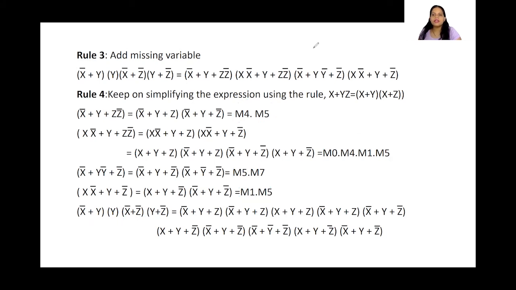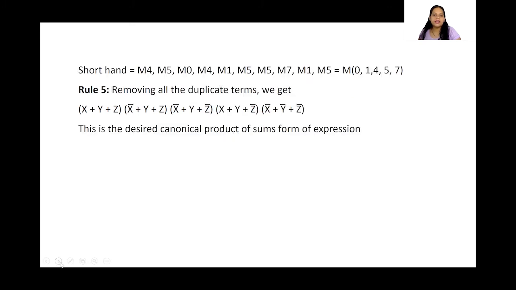Now, if we remove the duplicates, finally, what do we get? These are all the shorthand forms we found, isn't it? Now, if we were to remove, we have M4, M5, M0, M4 is coming again, M1, M5, M5, M7, M1 we already have, and then M5. So we are left with what? 4, 5, 0, 7, isn't it? And 1. So finally, the sum of products expression of the given expression is M of 0, 1, 4, 5, 7. Okay, this is nothing but this.